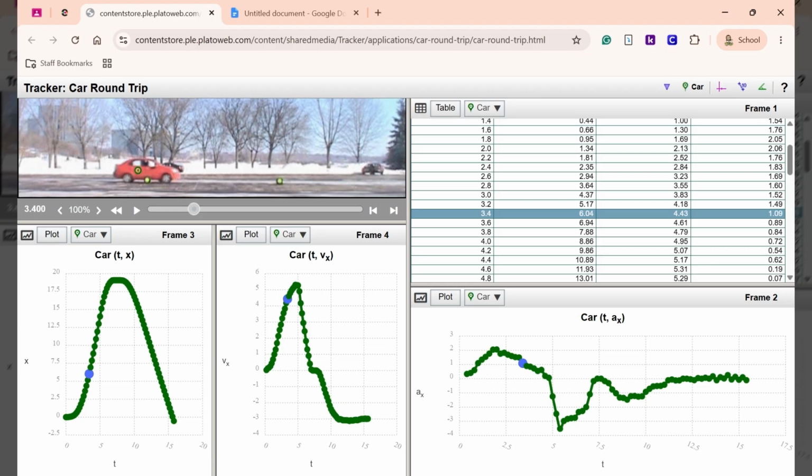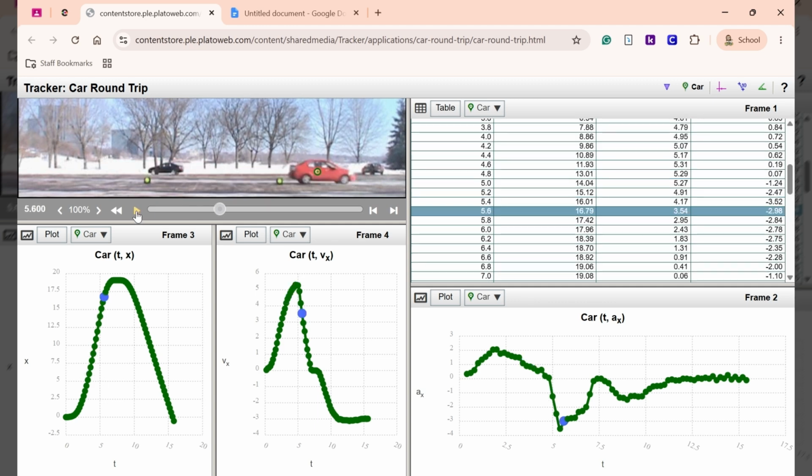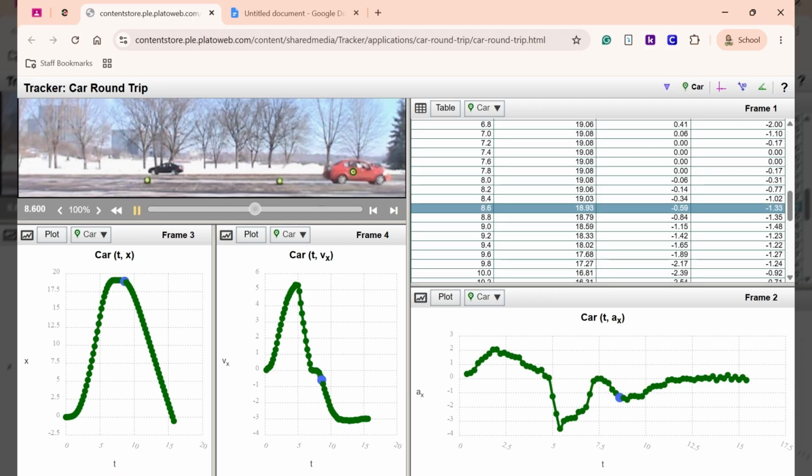When acceleration is close to zero, the car's velocity is not changing very much. Around 5 seconds, the acceleration becomes strongly negative, and you see that right here around the 5 second mark. This means the car's velocity is decreasing quickly. The car is slowing down as it approaches a point where it will stop and change direction. After that, the acceleration stays negative for a while. This causes the velocity to become negative, meaning the car is now moving in the opposite direction. That happens right here in the video. You see right there, it starts reversing.